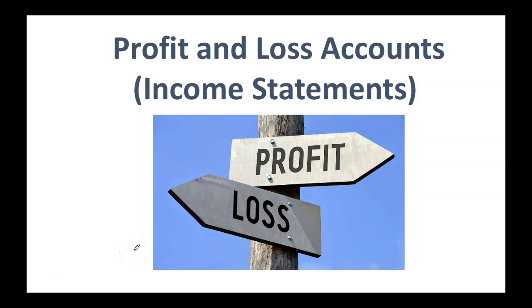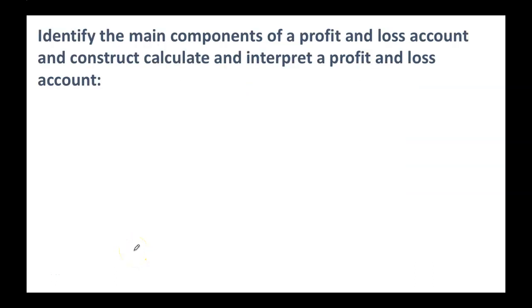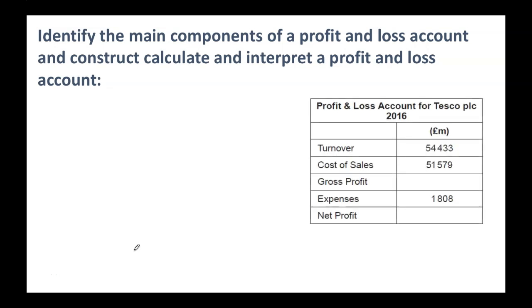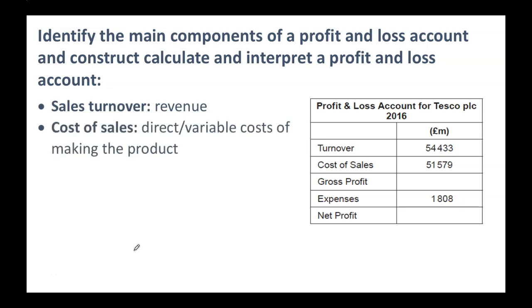Profit and loss accounts, also called income statements. So we have to look at the main components and understand them. So here's a very simplified profit and loss account for Tesco. First of all, sales turnover, that just means revenue. Cost of sales, now these are the direct or variable costs of making the product. We can see it there.